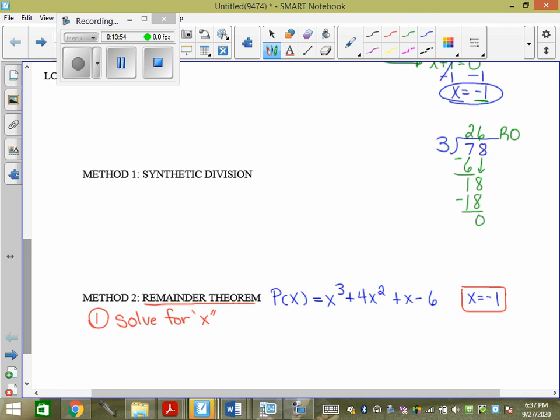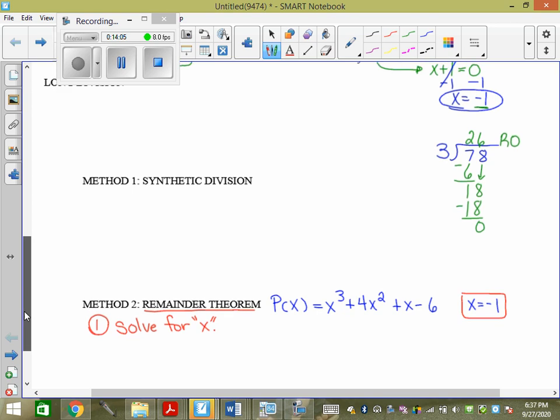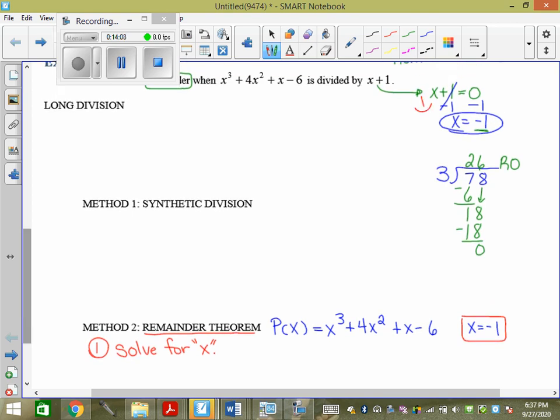And I'm going to put x in quotes because the variable doesn't have to be x. They could have an a or a p. They could use whatever variable they want. Most often it's x, but they can use whatever they want. So how did I solve for x? Well, up here. This was my step 1.